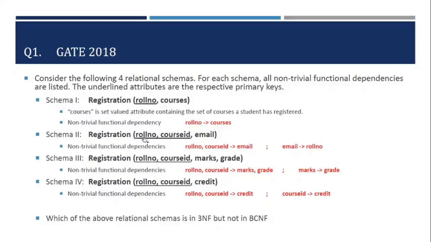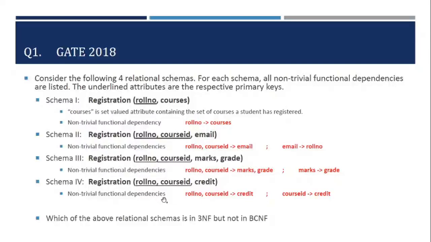So here in schema 2, if you see the second functional dependency, if two emails are same, then their roll numbers are same. So that means we are capturing the email of a student, and this email is going to be unique for each student. So roll number depends on the email. And in schema 4, we have roll number, course ID, and how many credits are there for this particular course. So this is very clear that the credit depends only on the course and not on roll number. And the first functional dependency says that the combination of both roll number and course ID determines the credit.